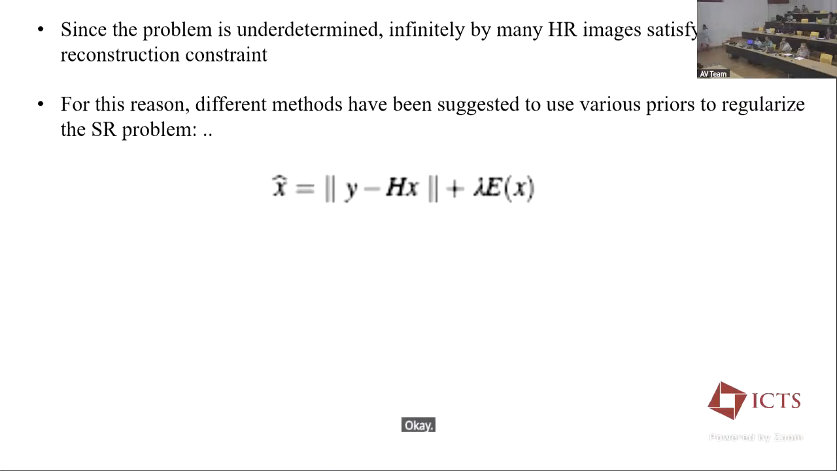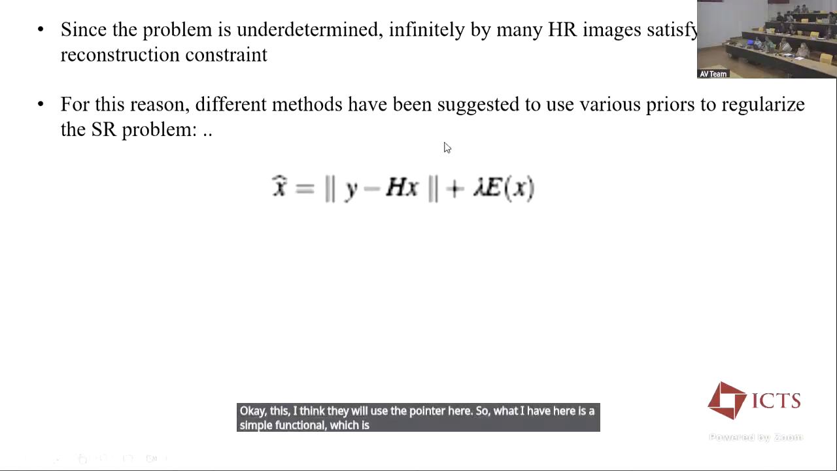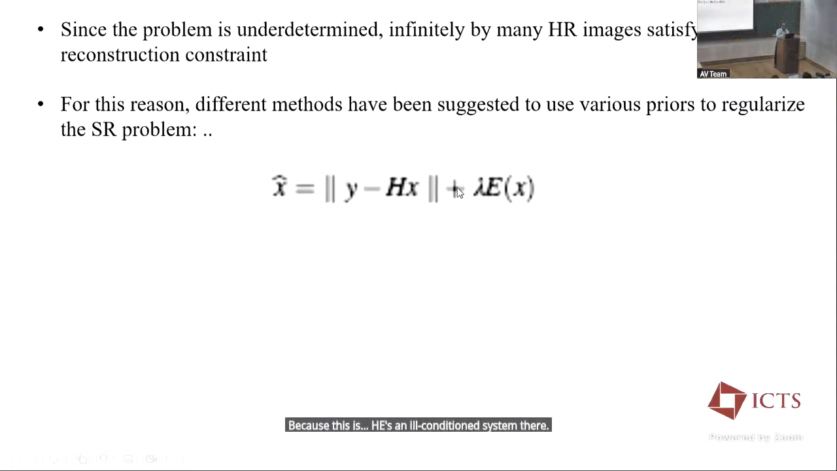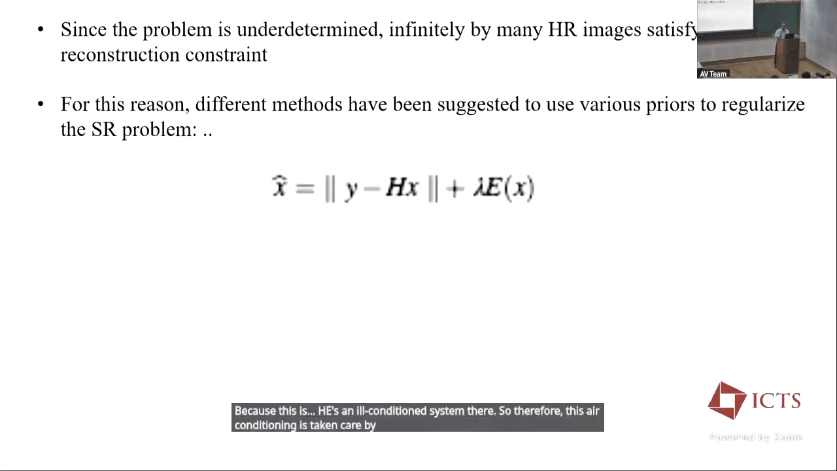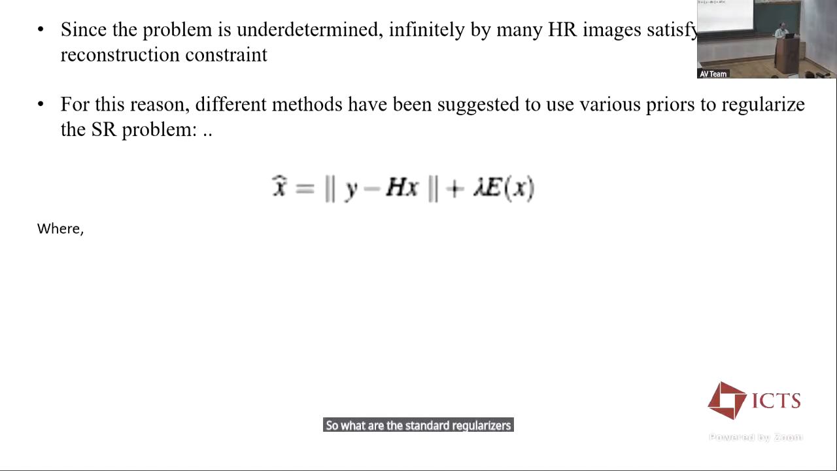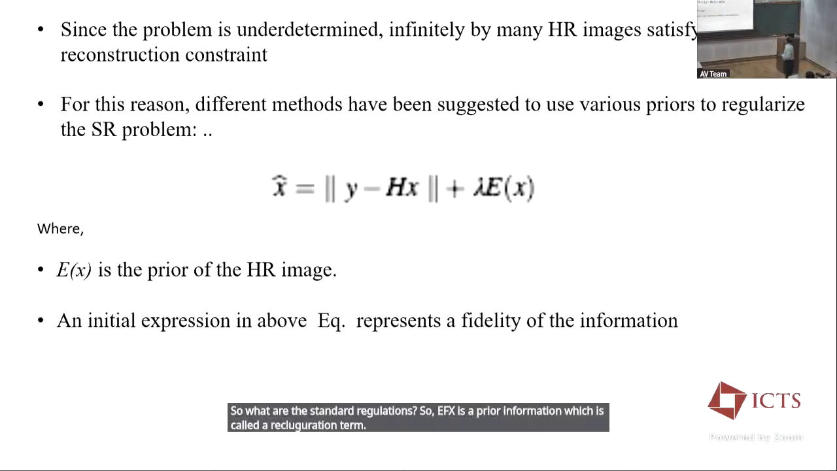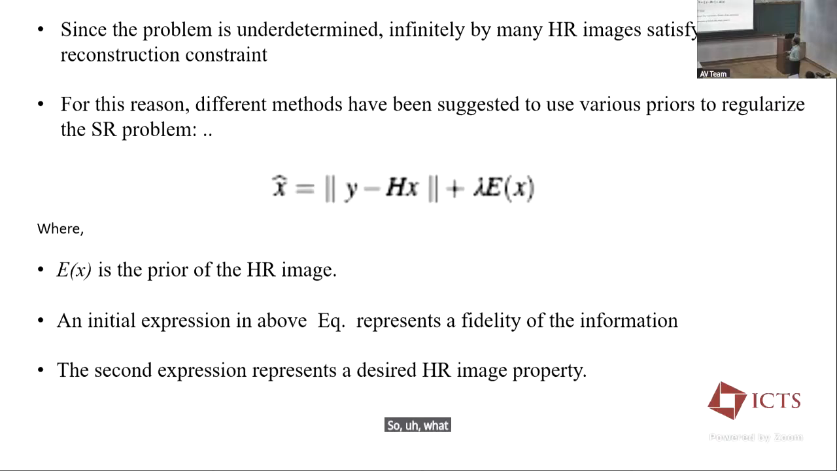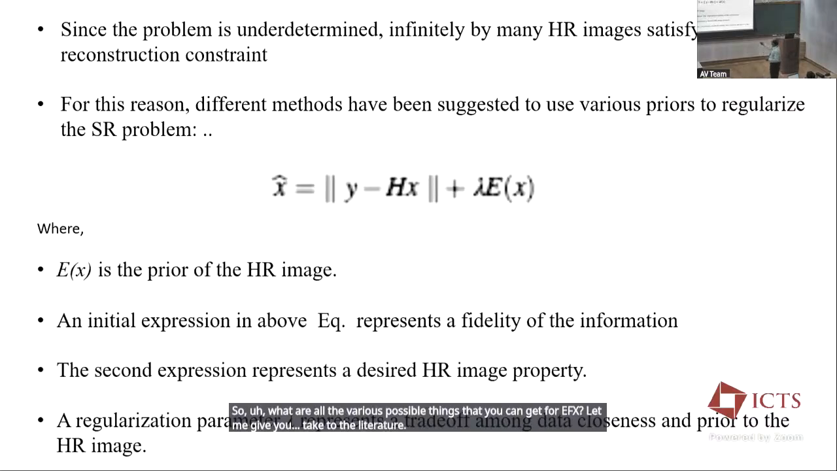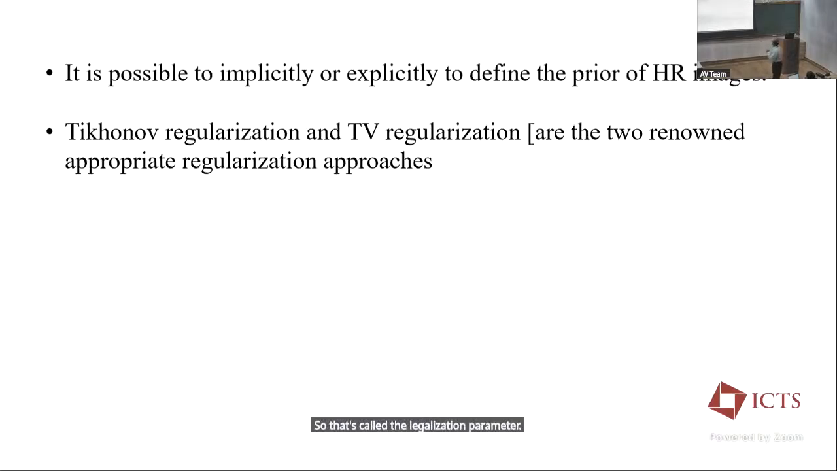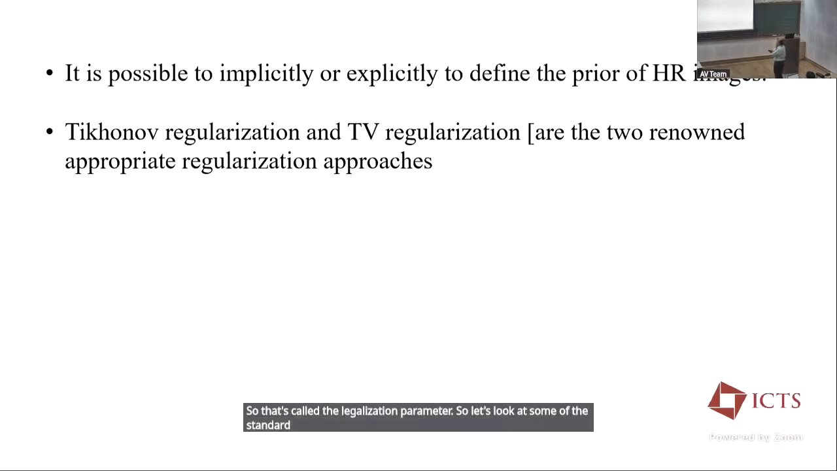I think I will use the pointer here. What I have here is a simple functional, which is a fidelity term. You regularize it because H is an ill-conditioned system, so the ill-conditioning is taken care of by this. So what are the standard regularizers that we use? F(x) is prior information, which is called a regularization term, and lambda is called the regularization parameter. So what are all the various possible choices for F(x)? Let me look at the literature.